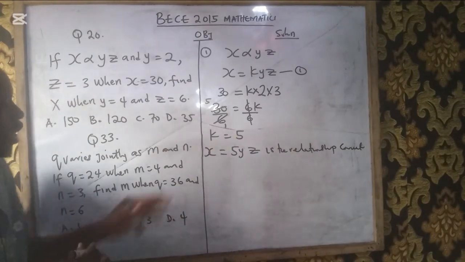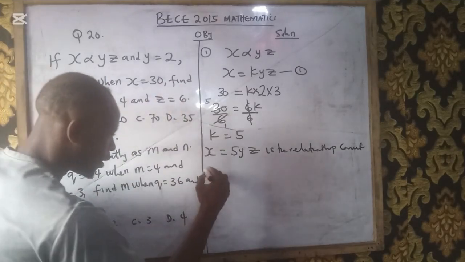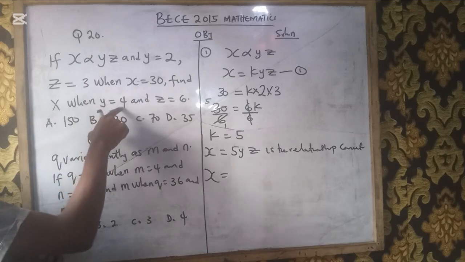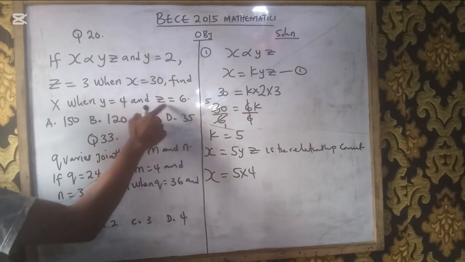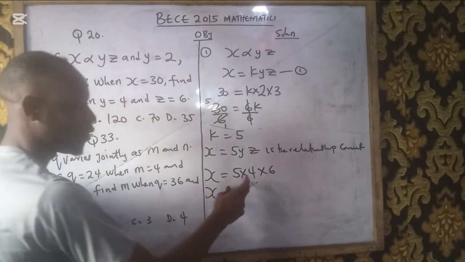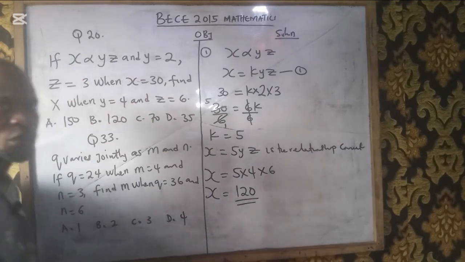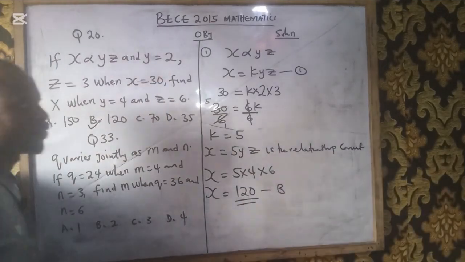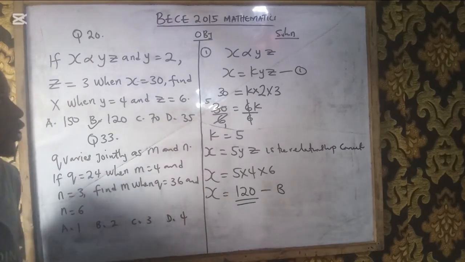Now, after this, you go further. We are now told to find x. So let's write down our x again. You are using the same relationship to get the other answer. When y is now 4, that means you are going to have 5 times 4, and z is equal to 6, times 6. So x will be equal to 5 multiplied by 4 is 20. 20 multiplied by 6 is 120. So the value of x in this case is 120, which is option B. So this is how you solve this first problem, okay? All right, so we are done with the first problem.